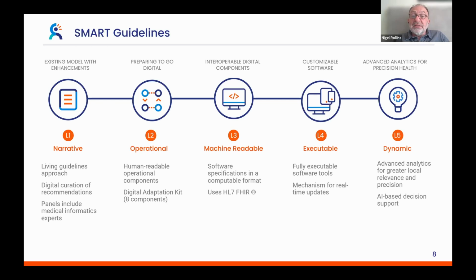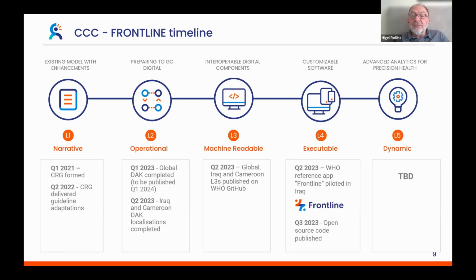Layer 3 is open source software coding. Layer 4 is whenever it's taken into an executable tool like an app. And then layer 5 is this machine learning opportunity for using the data coming out of it. So that's the theory of it.